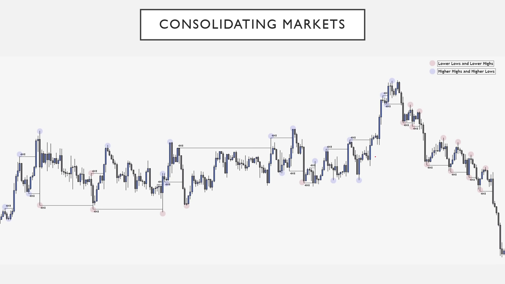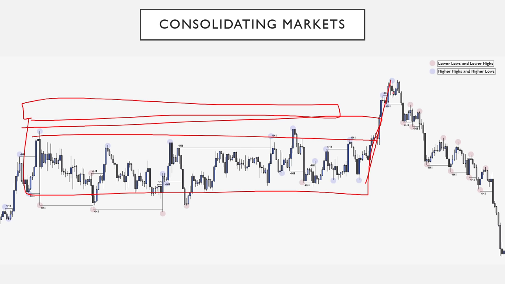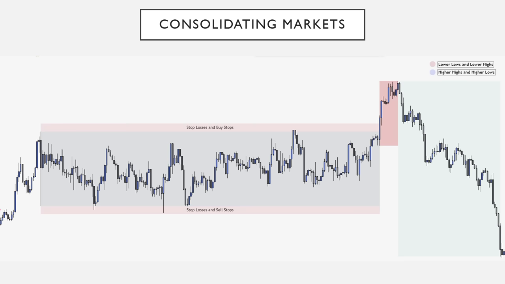So again, what I tell you guys, before a big move, you have a consolidation. You have a nice buy trick, because what is above this consolidation? There are stop losses of people that are short and there are buy stops of people that want to go long. Okay, so what pretty much happens is this. You have stop losses and buy stops above. You have stop losses and sell stops below, right?